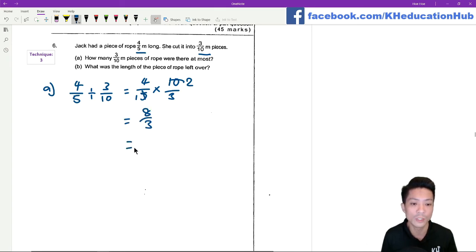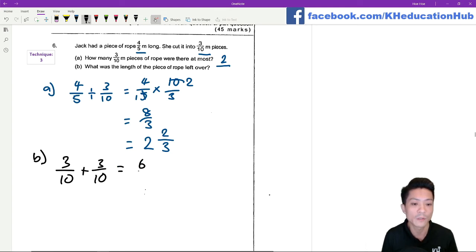Eight over 3 is equal to 2 and 2/3, which means that at most there's only 2 pieces. What was the length of the piece of rope left over? So the length of the piece of rope left over is not 2/3 meter. You have to do it. The safest way would be to do it this way.